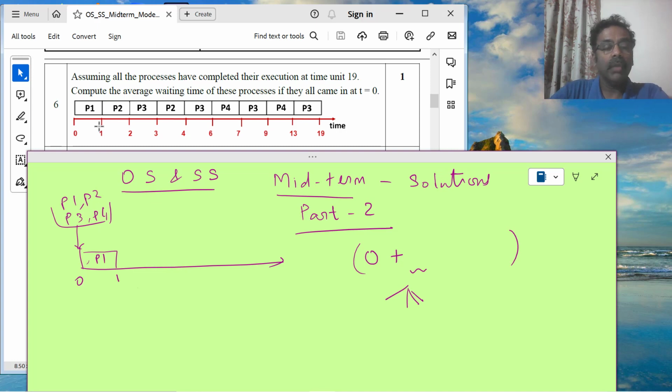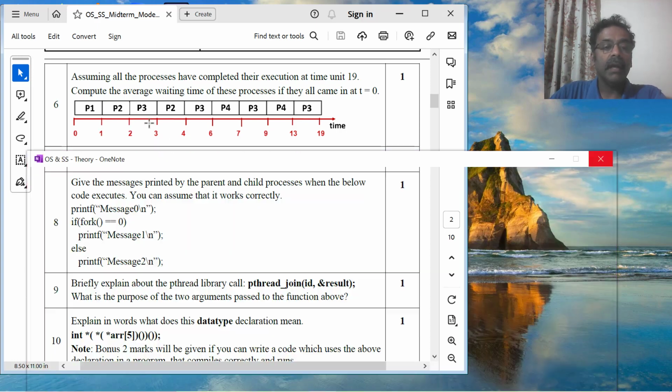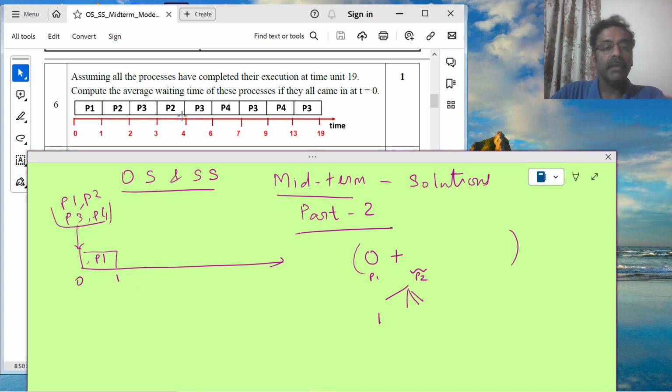So from 0 to 1, P2 was, sorry, this is P1. Then I am looking for what happened to P2 when all it was waiting. So 0 to 1 it was waiting for sure. So one time unit it was waiting. Then it ran for 1 and then again P3 got a chance to run. P2 was not getting a chance to run there. So 2 to 3 also it was waiting.